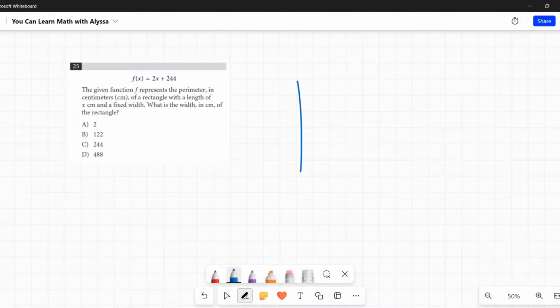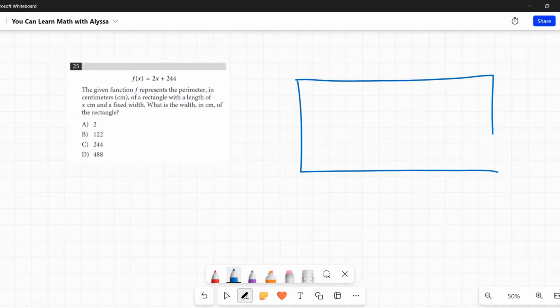Okay, so I'm just going to draw a rectangle. I don't know if I'm drawing it to scale. All right. So I know that x is the length. Okay, I'm going to put x on both sides there. And the width, we don't know what it is. I'm going to put a question mark. I could use another variable, but I feel like putting a question mark there instead of a y or z or something.